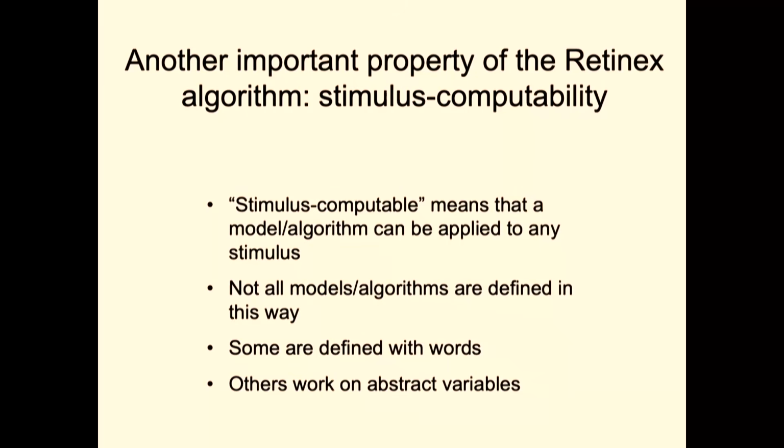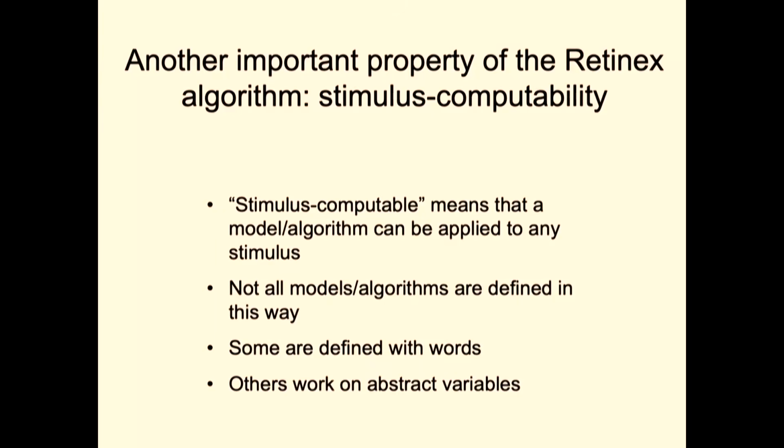And that's really important because it enables you to actually evaluate the theory fairly exhaustively, because you can test it on anything, essentially. And so that's what we aspire to always have. It's often hard to do, but this was an early example of this. So stimulus computable means that a model or algorithm or theory can be applied to any stimulus.